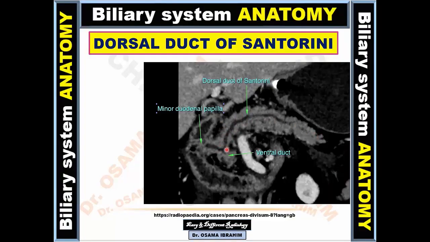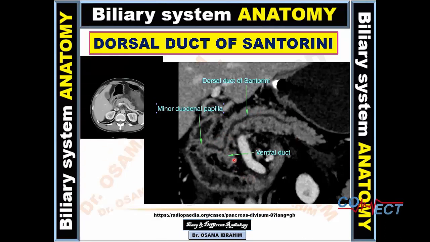of the pancreas directly through the minor papilla of the second part of the duodenum. And the other duct of the ventral portion of the pancreas is also drained at the major papilla of the duodenum. So this separation leads to a disease which is called pancreatic divisum.